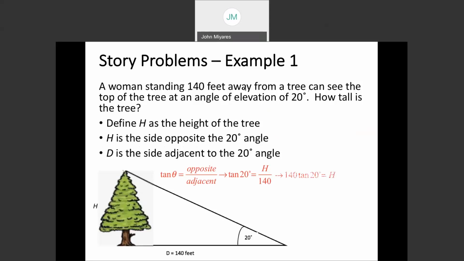Cross multiplying, we can say that h equals 140 times the tangent of 20 degrees, which is going to be some decimal, but I'm not going to say that you need to write out the decimal for these trig ratios here. We can type that directly into the calculator as you see here to get h equals 50.956. Of course, story problems should be answered in whole sentences, so it's best to finish this problem by writing out in a whole sentence: the tree is approximately 51 feet tall.